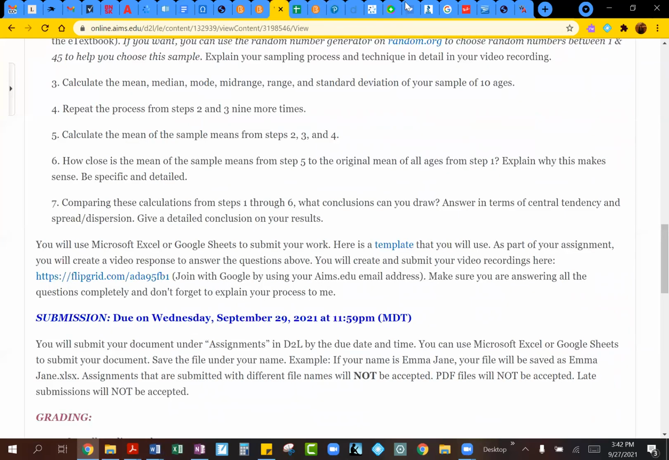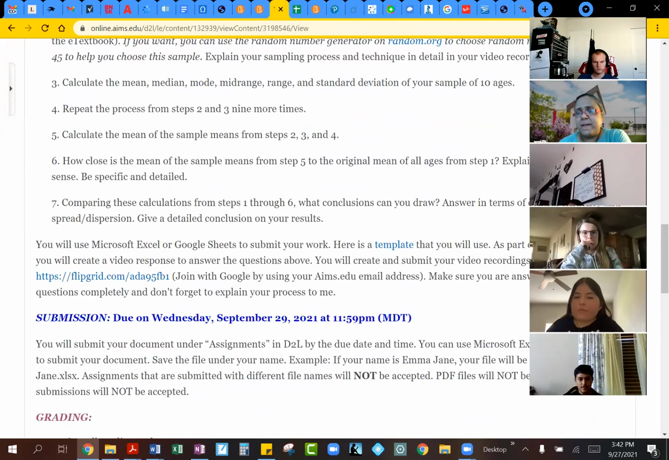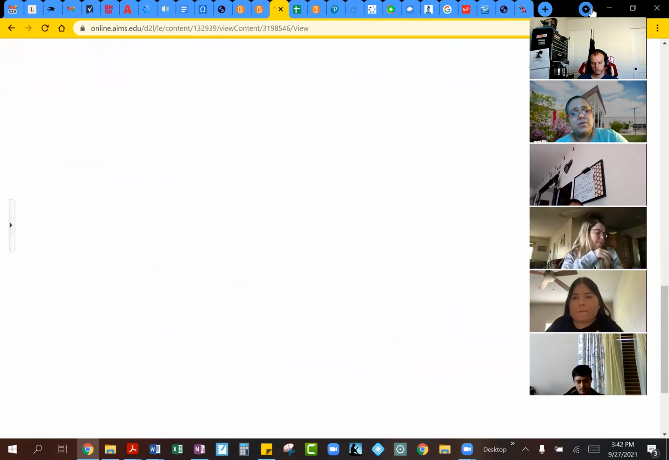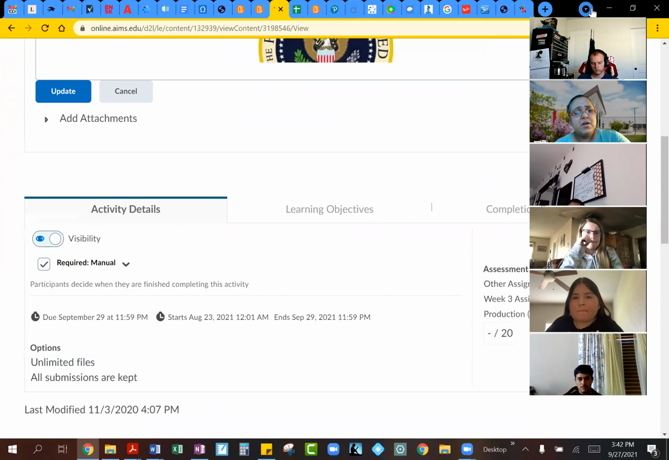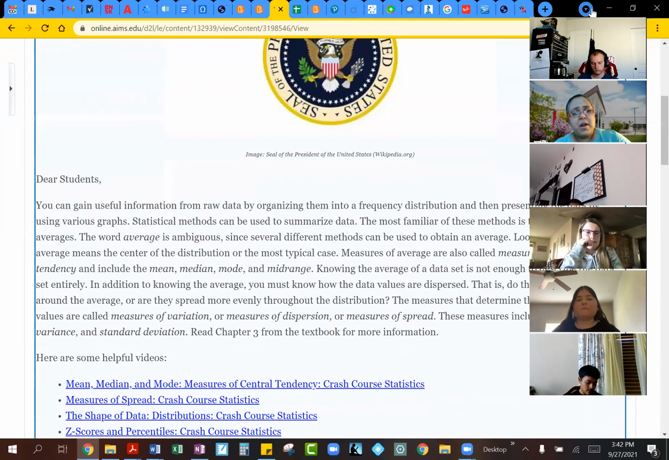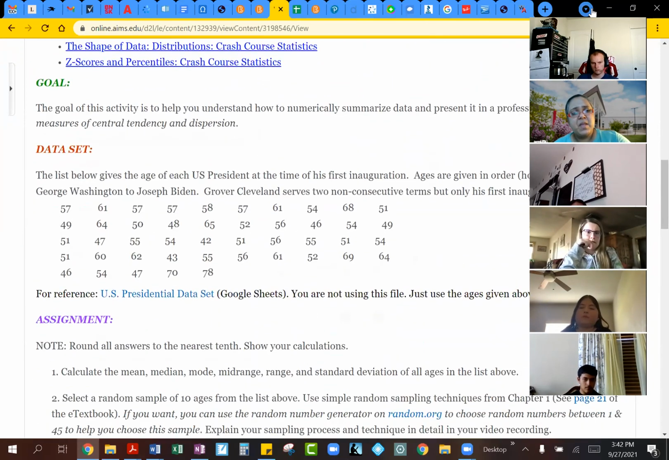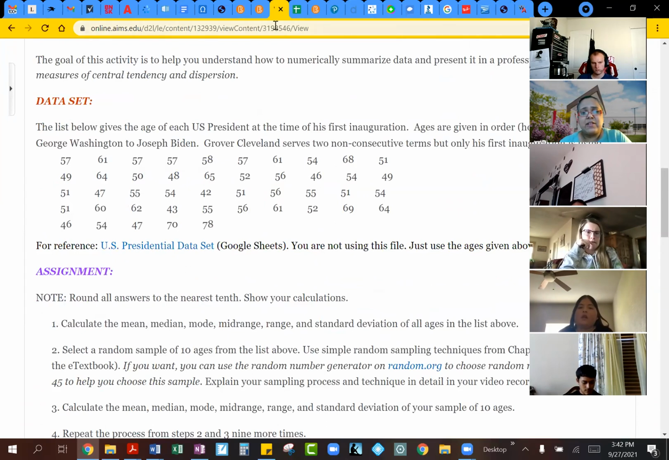Anybody have any questions about the US presidents' ages example? Please make sure you're not coming up with your own numbers. Use the random.org random number generator to help you come up with that part, because this is the part I'm really worried about. You have to get the right calculation. So you have to randomly select 10 ages from all of these 45 ages that are listed over here.